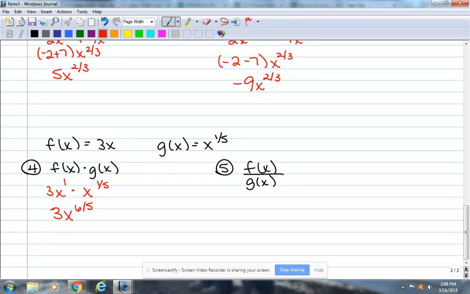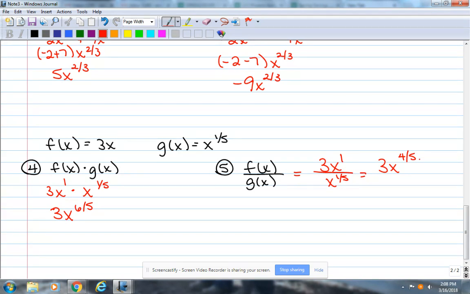How do you divide these functions? What goes on top? 3x for f of x. And what goes on bottom? And when you divide two things that have the same base, what do you do with them? Subtract exponents. So what is 1 minus 1/5? 4/5. So the answer is 3x to the 4/5. Anybody get that right? Okay, good job.